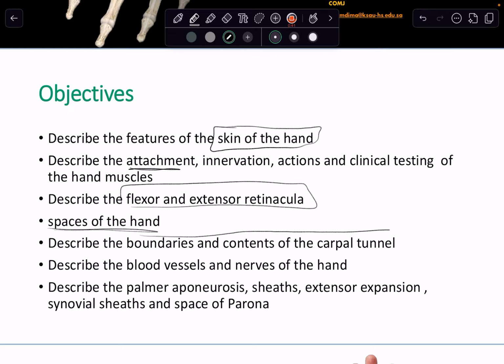Carpal tunnel is very popular in medical exams. Blood supply, nerve supply, palmar aponeurosis, sheath, extensor expansion. This is again important because so many questions come.